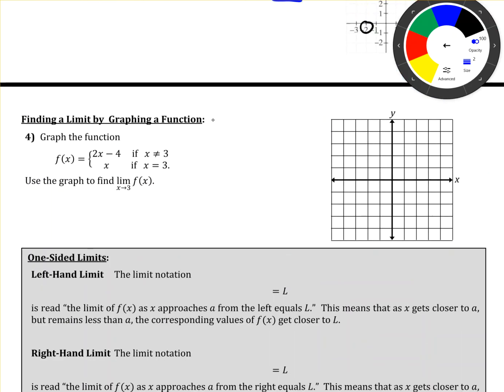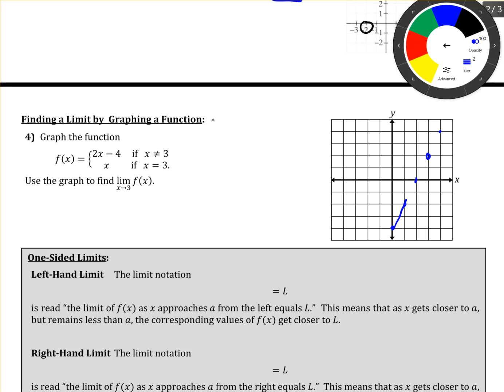Finding a limit by graphing a function. So let's graph this function and use the graph to find the limit as x goes to 3 of f of x. So 2x minus 4 has a y-intercept of -4, and that's everywhere where x is not equal to 3. So I have a slope of 2, so I'm going to go up here. It's not defined there, so let's have an open circle there.